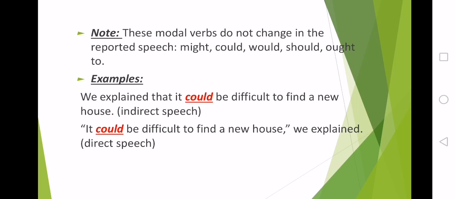Now, keep in mind that if you have any of the modal verbs, like might, could, would, should, ought to, in the direct speech, keep them as they are in the indirect speech. For example, "We explained that it could be difficult to find a new house." This is written in the indirect speech and contains "could" as a modal verb. This sentence was, "It could be difficult to find a new house," we explained. This is written in the direct speech, and as you see, the modal verb "could" didn't change.